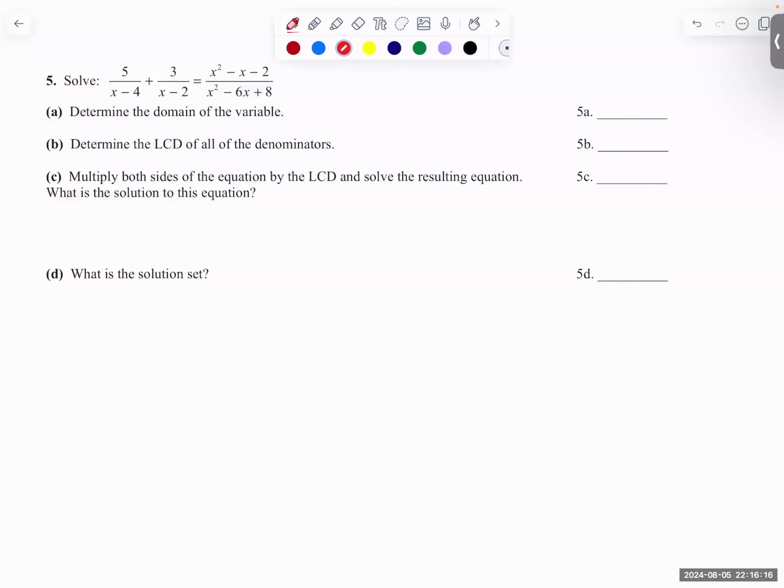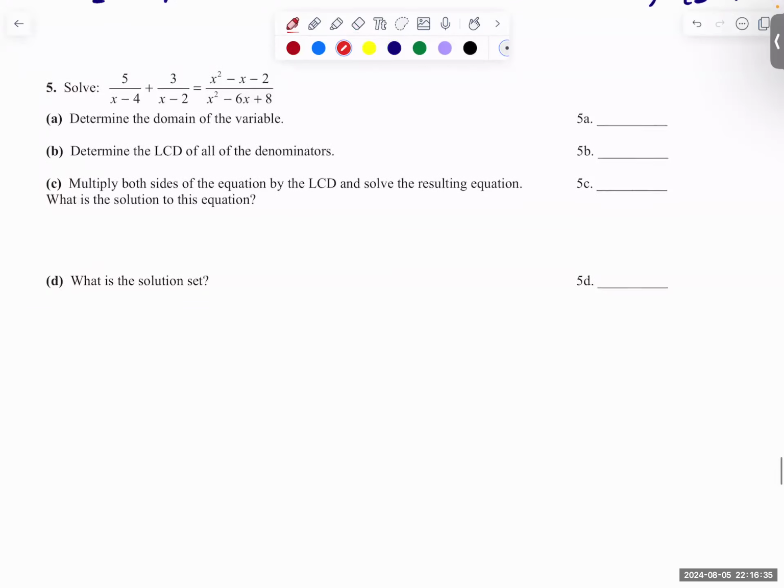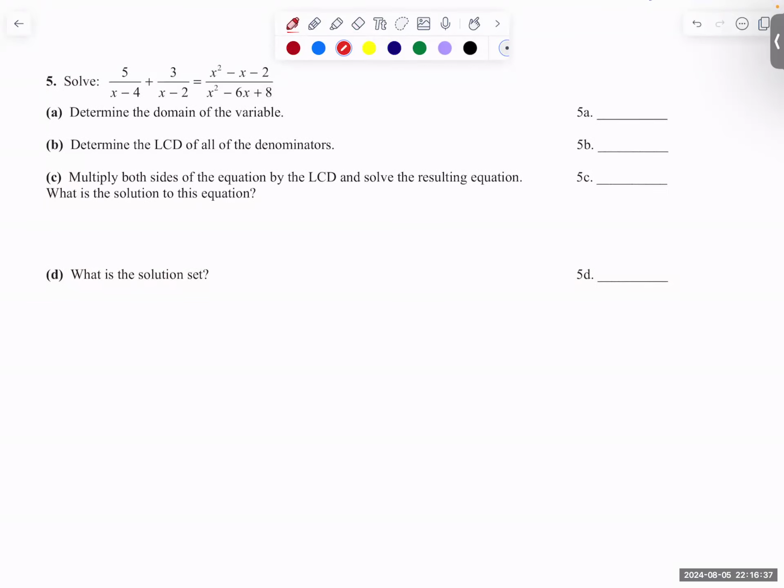Number 5, solve the rational equation. And you want to note that the first two denominators, x minus 4, x minus 2, cannot be factored. They're prime, but the third denominator looks like a factorable trinomial with the greatest common factor of 1. So that's our first step. We're going to need to factor, if possible, denominators.